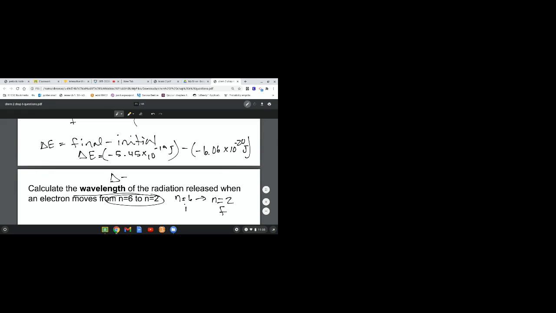Negative 5.45 times 10 to the negative 19 joules minus negative 6.06 times 10 to the negative 20 joules. Once we subtract that out, your final delta E is going to equal negative 4.84 times 10 to the negative 19 joules.